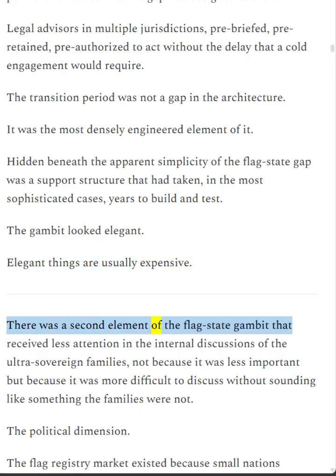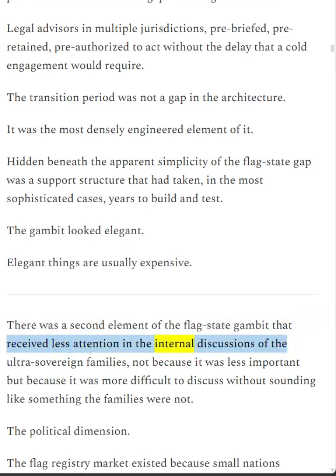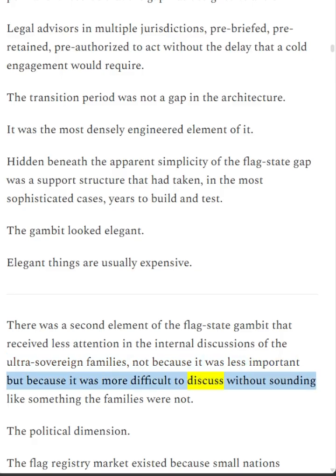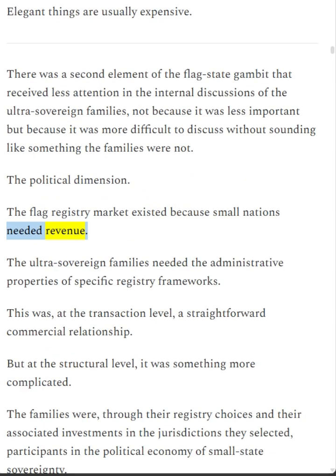There was a second element of the flag state gambit that received less attention in the internal discussions of the ultra-sovereign families, not because it was less important but because it was more difficult to discuss without sounding like something the families were not. The political dimension. The flag registry market existed because small nations needed revenue. The ultra-sovereign families needed the administrative properties of specific registry frameworks. This was, at the transaction level, a straightforward commercial relationship. But at the structural level, it was something more complicated. The families were, through their registry choices and their associated investments in the jurisdictions they selected, participants in the political economy of small state sovereignty.